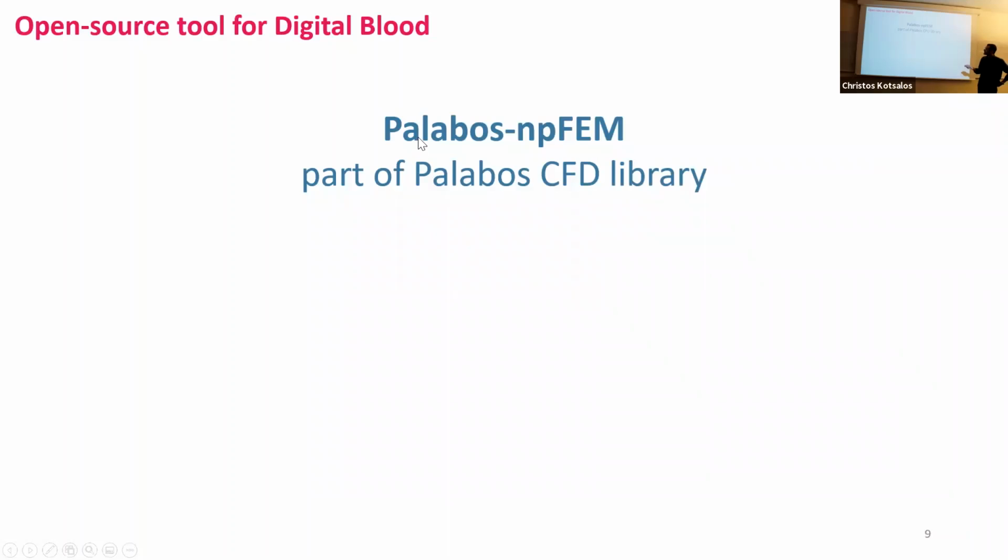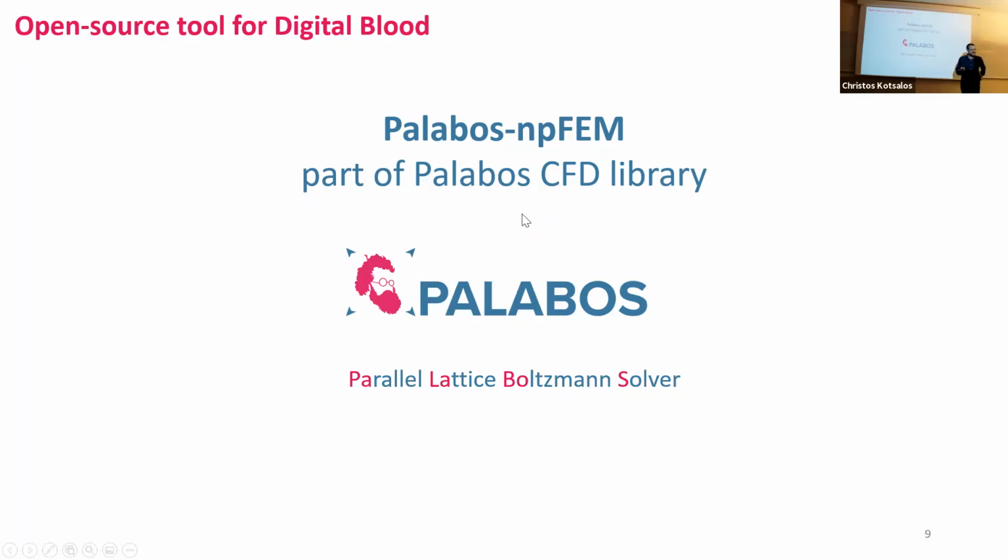the name of this software is called Palabos NPFM. So our library is part of Palabos CFD library. And let me tell you, Palabos stands for Parallel Lattice Boltzmann Solver. So it's a solver to solve the lattice Boltzmann equations and also the immersed boundary method. And the NPFM part is the finite element solver to solve the deformable bodies.